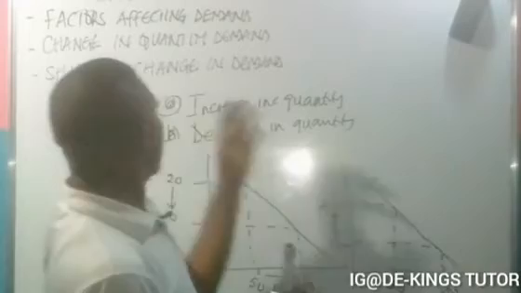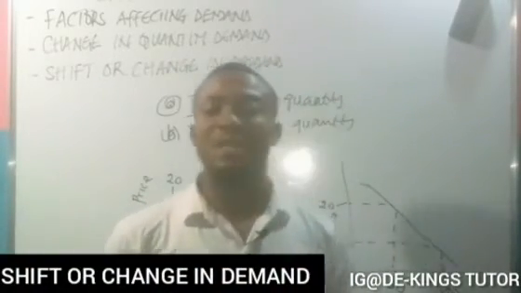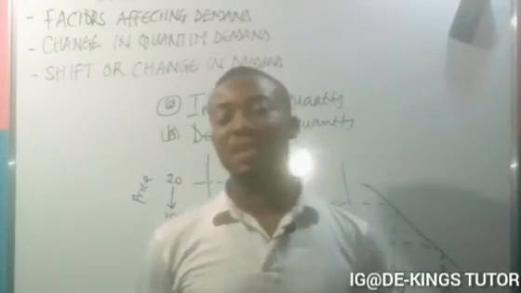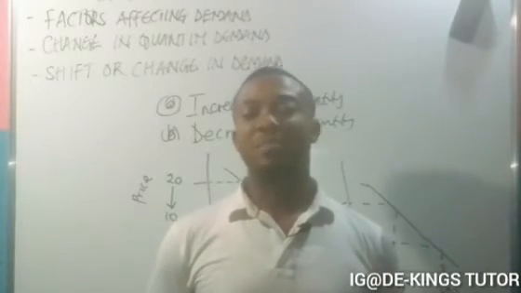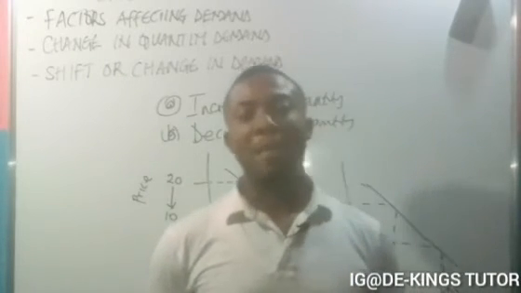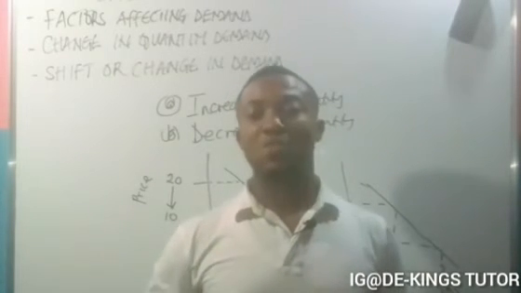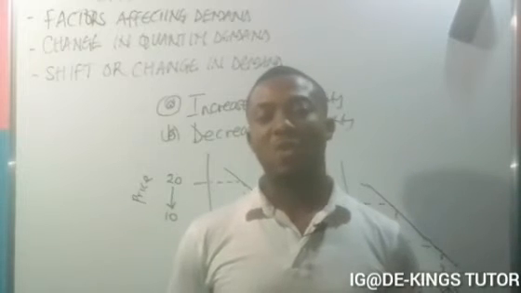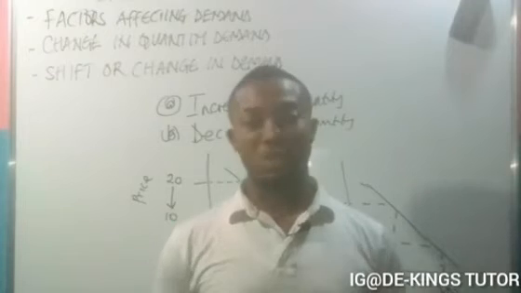Okay? Now another one is shift or change in demand. Now shift or change in demand is quite different. Most people mistake it to be the same as the quantity demanded. It's different from what? Change in quantity demanded. Shift or change in demand is a situation whereby at the old price, more or less is being demanded. This situation will lead to a new demand schedule, a new demand curve. Okay, this is where the demand curve moves to an entirely new position.